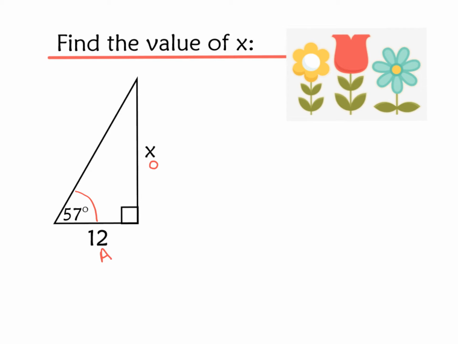So I've got to think about which of my ratios deals with opposite and adjacent. This is why I keep telling you SOHCAHTOA. Opposite and adjacent, that would be tangent. So here's how it works. You write the tangent of the angle, so the tangent of 57 is equal to the opposite over the adjacent, so x over 12. Now we need to solve for x, so I'm going to multiply both sides by 12.